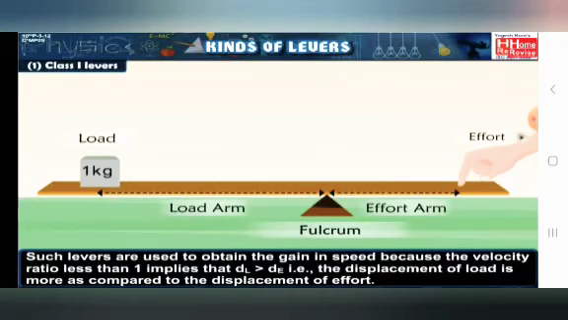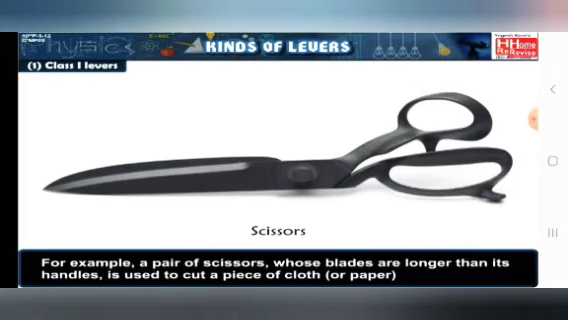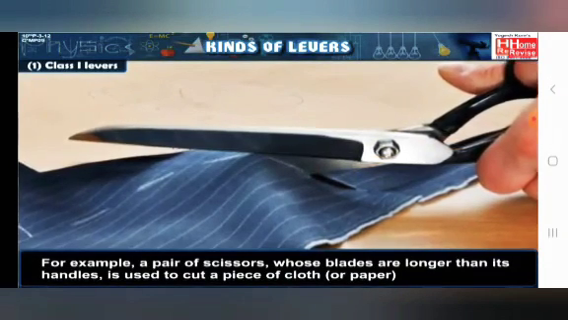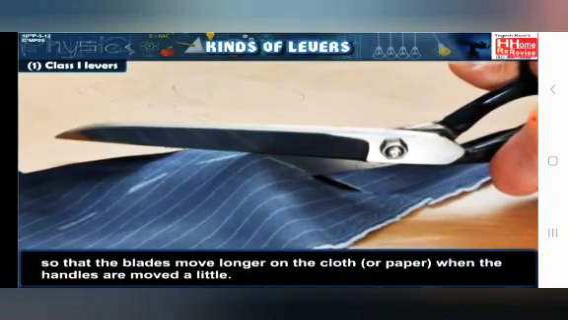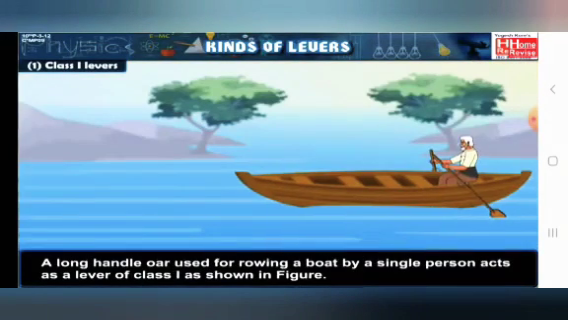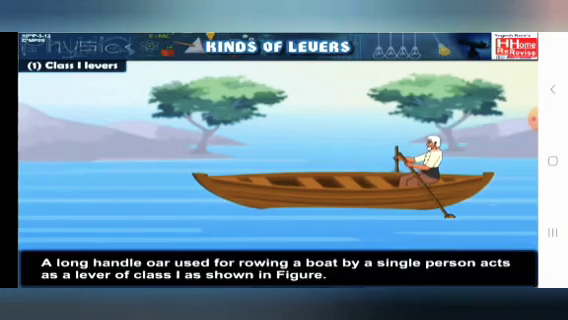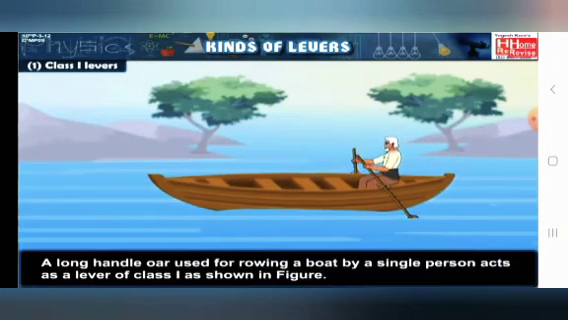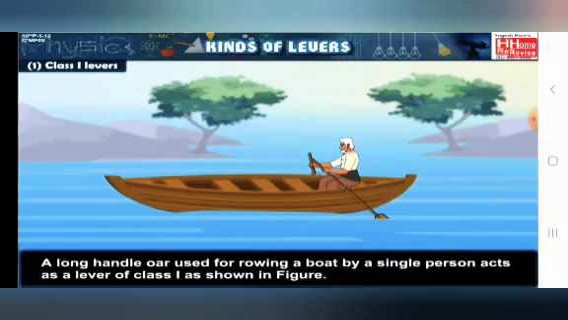Such levers are used to obtain a gain in speed because a velocity ratio less than 1 implies that dL is greater than dE. That is, the displacement of load is more as compared to the displacement of effort. For example, a pair of scissors whose blades are longer than its handles is used to cut a piece of cloth or paper, so that the blades move longer on the cloth or paper when the handles are moved a little. A long handle oar used for rowing a boat by a single person acts as a lever of class first, as shown in figure.